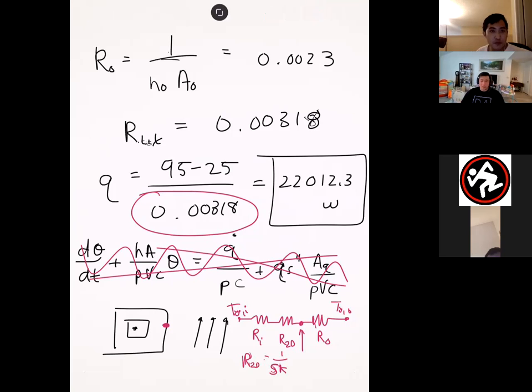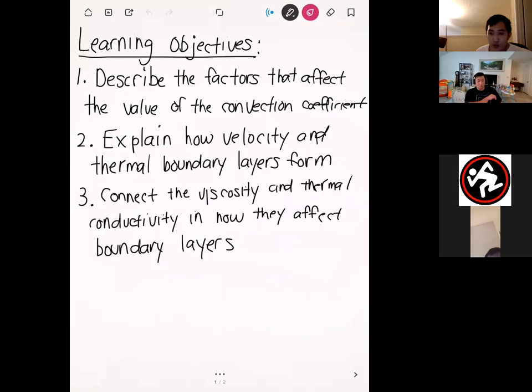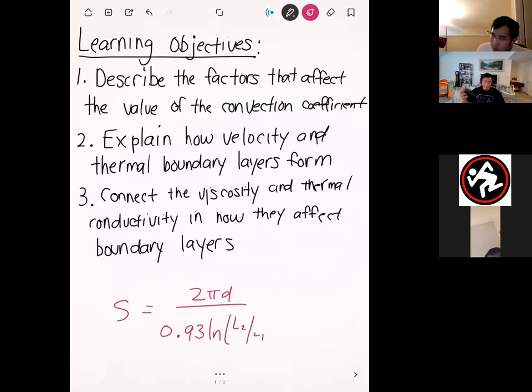For the shape factor for the 2D one, since it's hollow, would you have to do 2 shape factors and then subtract? Nope, you just need 1. If you look in the table in the book, you should see this exact situation of a hollow square channel. The shape factor for that is 2 pi, 0.93 ln of L2 over L1, or L1 over L2, whichever one's bigger, minus 0.05. So this is from table 4.1.